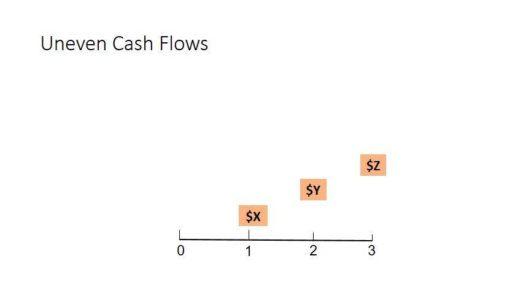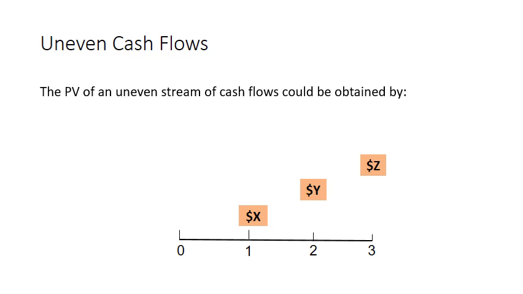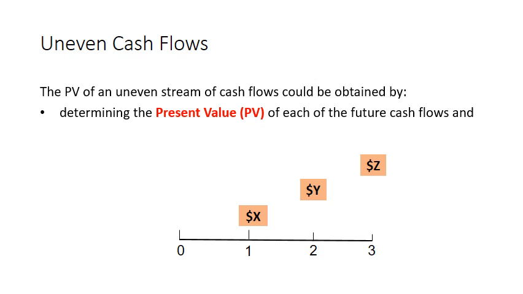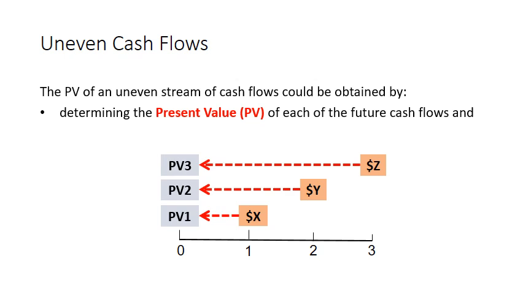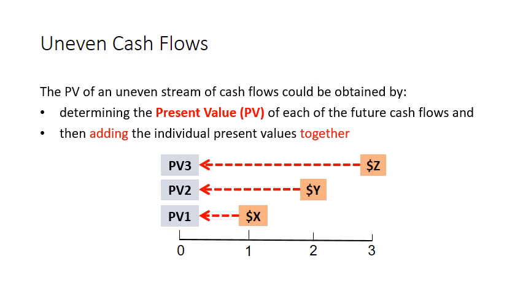Uneven cash flow here. The present value of an uneven stream of cash flow could be obtained by determining the present value of each of the future cash flow. So basically you find the first PV1, followed by PV2 and PV3. You got to do them separately, individually, and then add up the individual present values together to find the total present value.